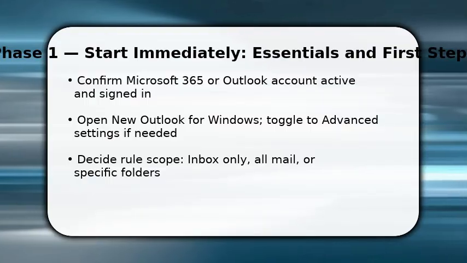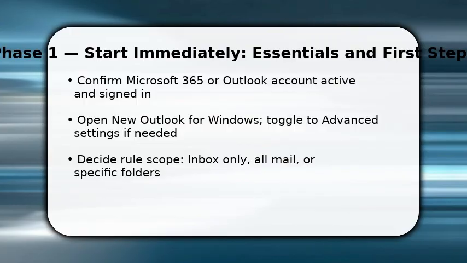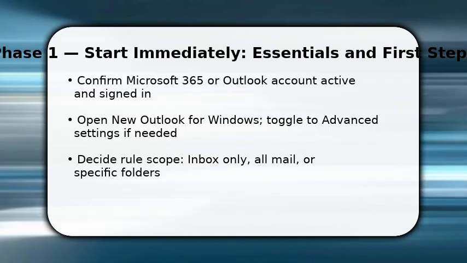You already have your Outlook signed in. Now start building rules. First, open New Outlook for Windows and go to Settings Rules. Choose whether this rule applies to your entire account, a specific mailbox, or just the inbox. This matters because scope determines performance and sync.